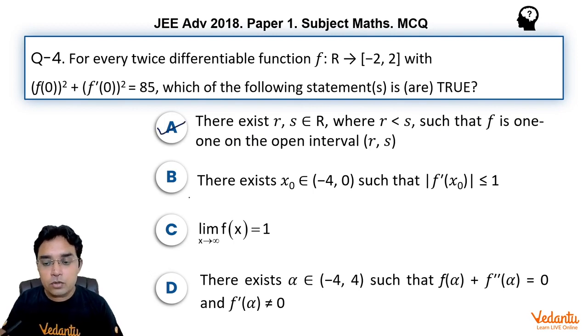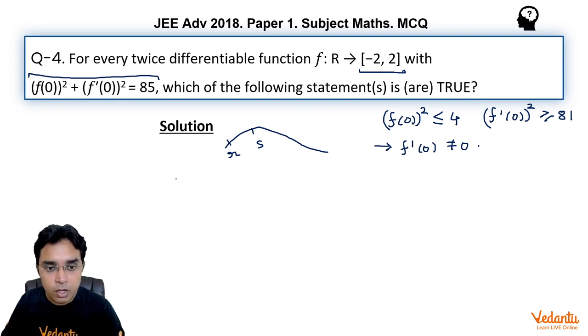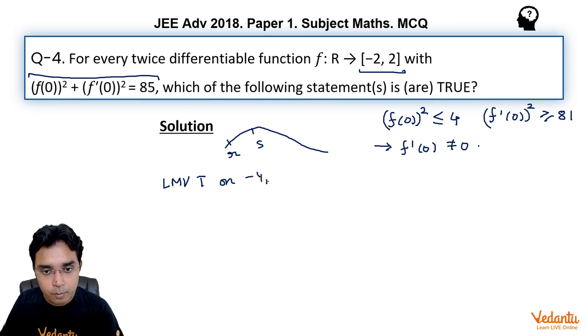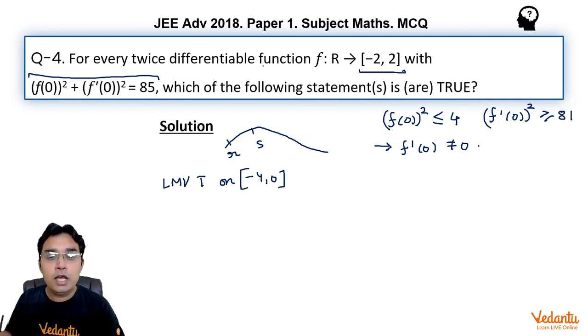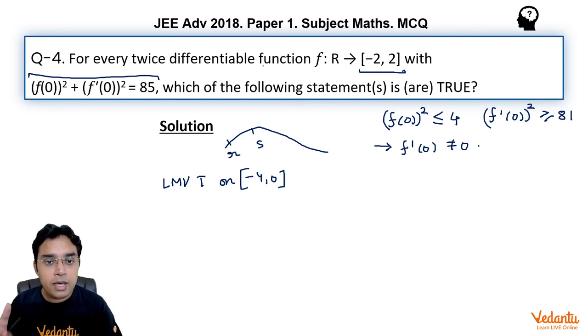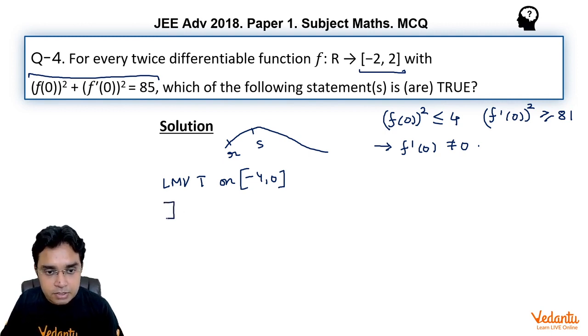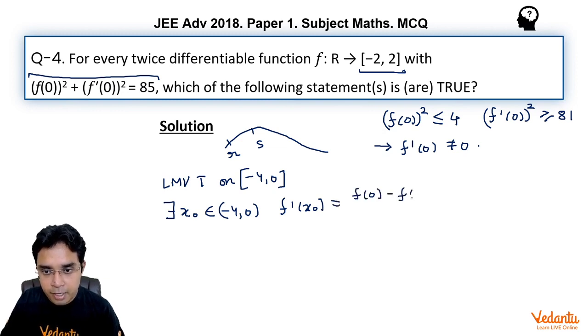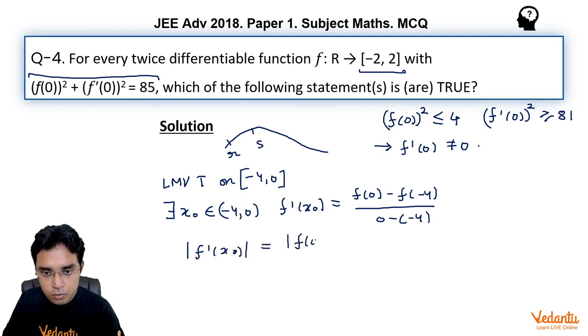Now coming to part B. To solve this I will use Lagrange's mean value theorem on (minus 4, 0). Because the function is twice differentiable, it will be differentiable and continuous, so the prerequisite for LMVT is satisfied. We can write its consequence: there exists x₀ belonging to the open interval (minus 4, 0) so that f'(x₀) is equal to (f(0) minus f(minus 4)) upon (0 minus minus 4). So its modulus can be written as |f(0) minus f(minus 4)| upon 4.